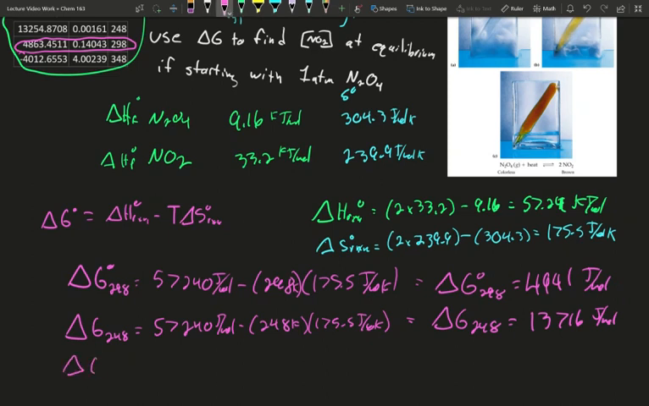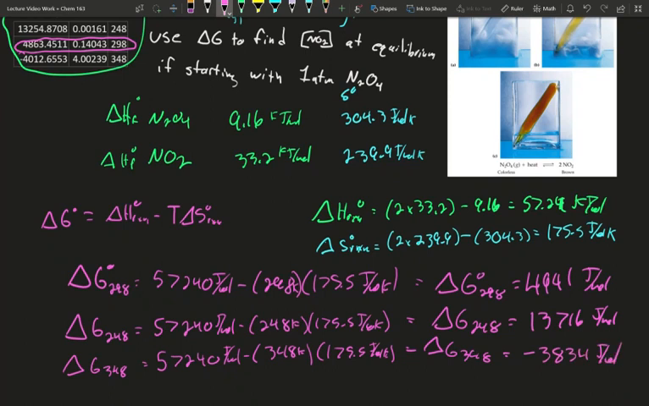And finally, if we wanted to do it for the 348, again, we're using the same values from our standard state here to approximate, but it is 348 Kelvin times 175.5 joules per mole Kelvin. Our delta G at 348 is negative 3,834 joules per mole.